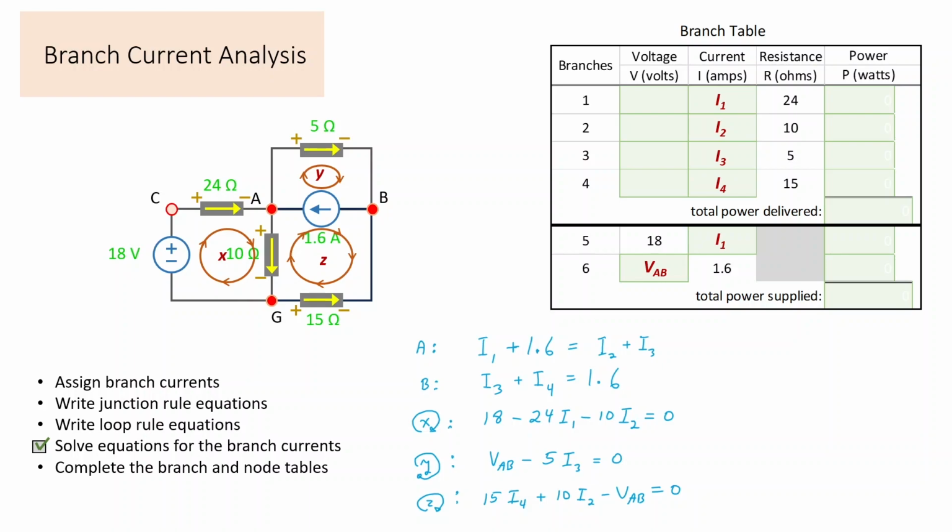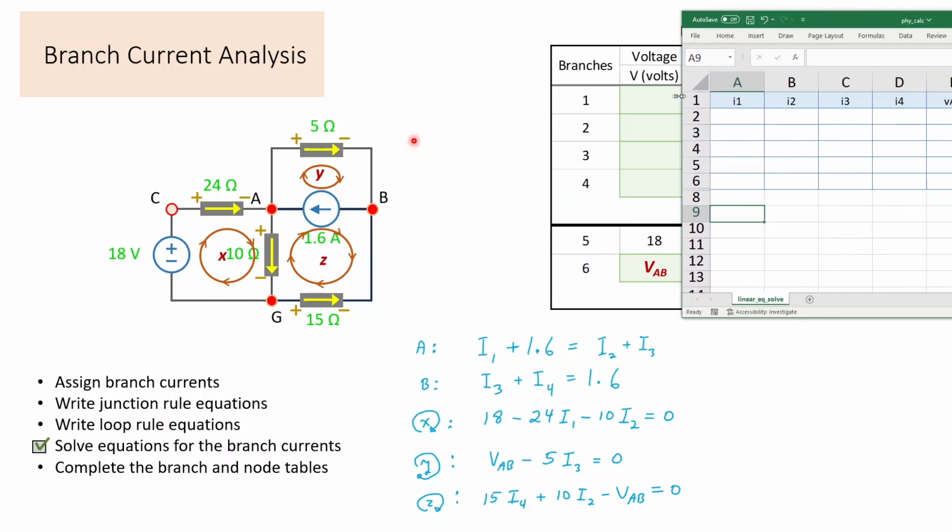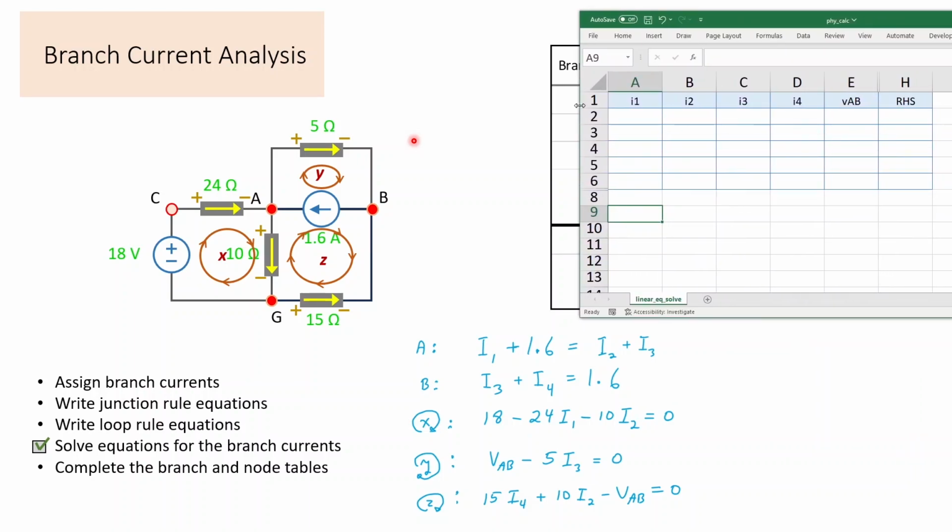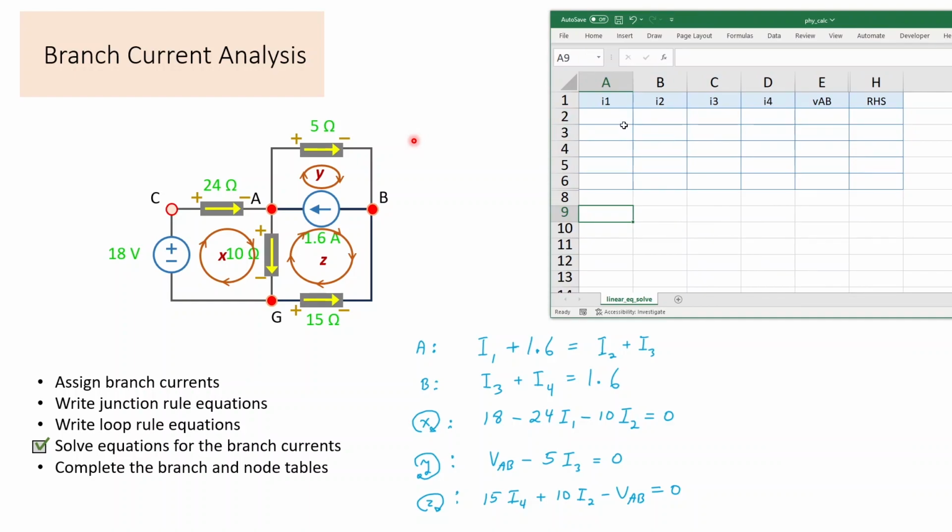And now we solve the equations. We have 5 equations and 5 unknowns. So let's use Excel to solve these equations. So here's some columns where I will collect together on the left side of the equation the variable terms, and on RHS is the right-hand side for any constant terms. And I just need to record the coefficient of the variables.